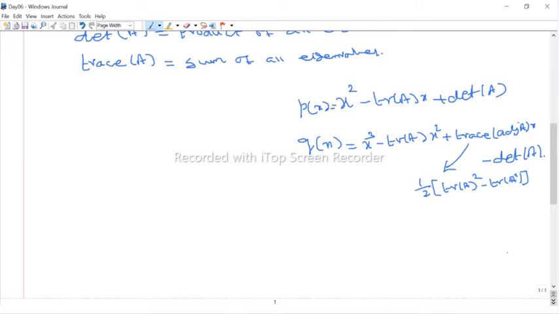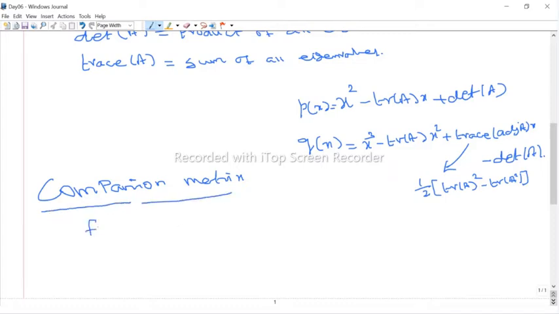And then I said that given any polynomial, we can give a matrix whose characteristic polynomial as well as minimal polynomial is the given polynomial. That matrix is called the companion matrix. Okay, the companion matrix is a very important one. So given some polynomial f of x, it should be a monic polynomial.